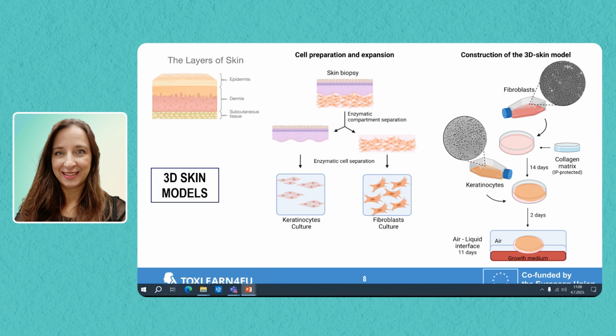So in the skin biopsy, we separate the keratinocyte culture and fibroblast culture. We grow the cells separately. And then when we construct the 3D models, we first take the fibroblasts, culture them, mature them for 14 days, and then we add keratinocytes, and you get this model as shown in the previous picture. And this model, and similar models, are used for testing all the cosmetic ingredients.